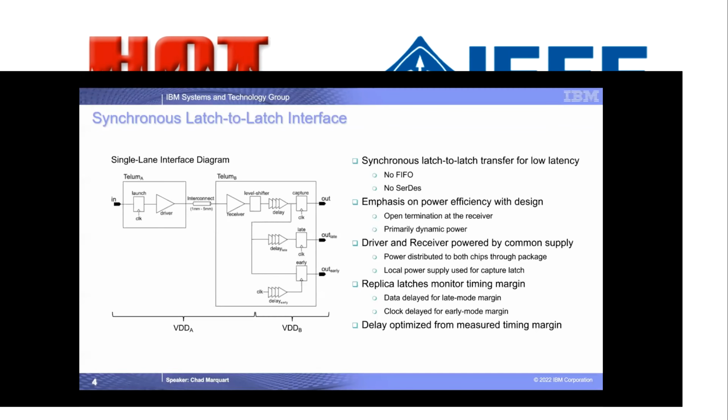Using these latches and comparing the outputs of them to the mission mode path, which is the capture latch on the Telum B chip, it's possible to monitor how much margin is actually available with this interface, both in the late or setup direction, as well as the early or the hold time direction. There are also delay lines in the path of the mission mode, but prior to getting captured by the receiver, which can be calibrated based on the amount of margin measured from the early mode and the late mode latches. And this is something we take advantage of to really optimize how much timing margin every chip has with this interface.